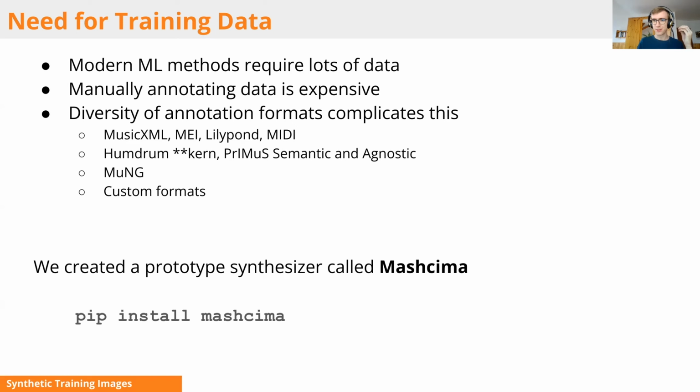One way to tackle this, as was said in the keynote, is to generate synthetic training data, where the advantage is that we have the annotations perfectly, relatively for free, because we need the annotation to begin with to even generate the synthetic image. So we tried to do this. We created a prototype synthesizer called Pecina that's freely available on the internet.